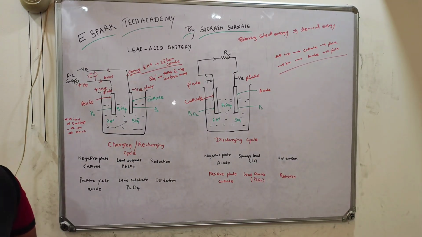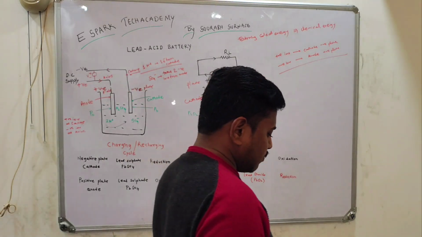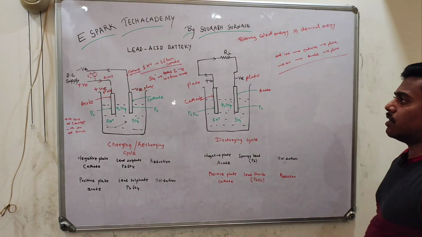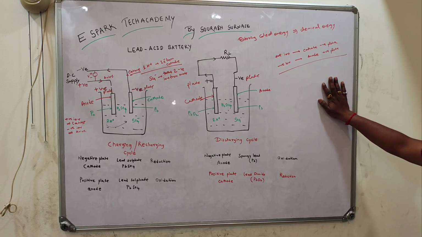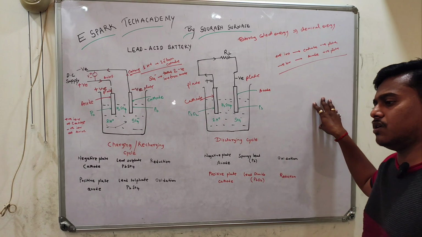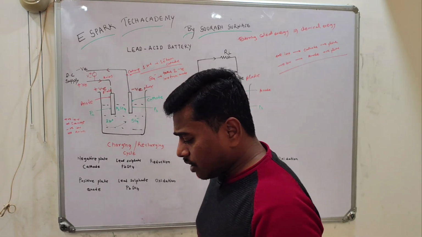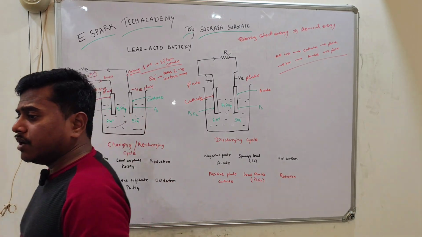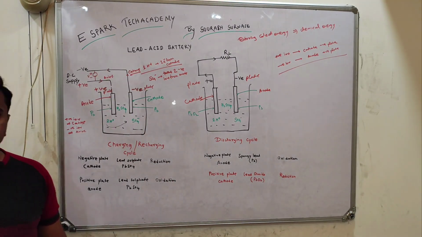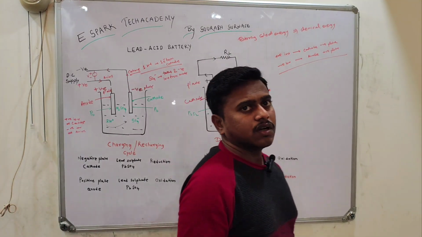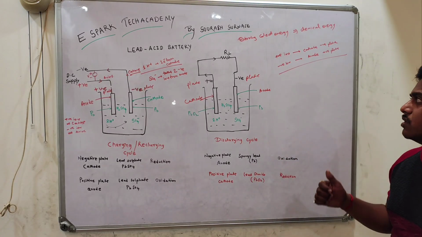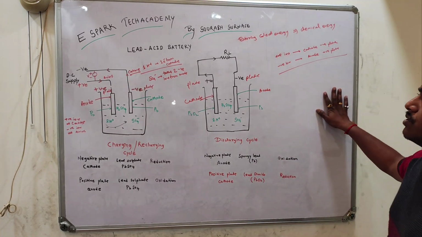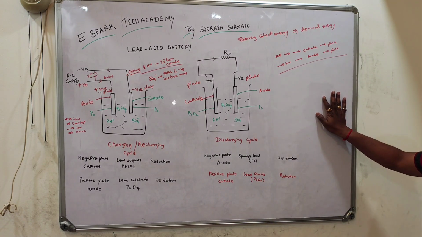Now, what are the applications? The applications of the lead acid battery are basically in power stations, generating stations, and substations. It is used because it gives higher voltage per cell at lower cost. Higher voltage per cell at lower cost. This is the application of the lead acid battery.